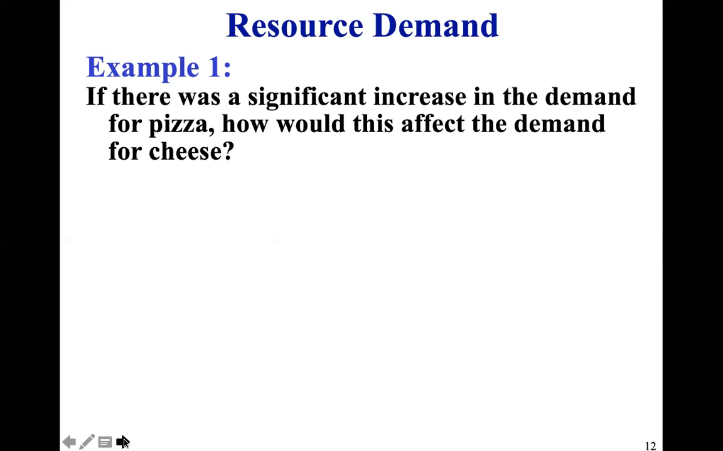Let's look at the market for pizza. Pizza is a product, right? So if there's an increase in the demand for pizza, then the price of pizza is going to go up. So the question for you to think about then is, how would that affect the demand for cheese? Well, if the price of the product of pizza increases, then the demand for cheese, which is a resource that goes into making pizza, is also going to increase, right? Because Pizza My Heart and Domino's and Papa John's are going to demand more cheese because they want to sell more pizza because the price of pizza is higher, right?